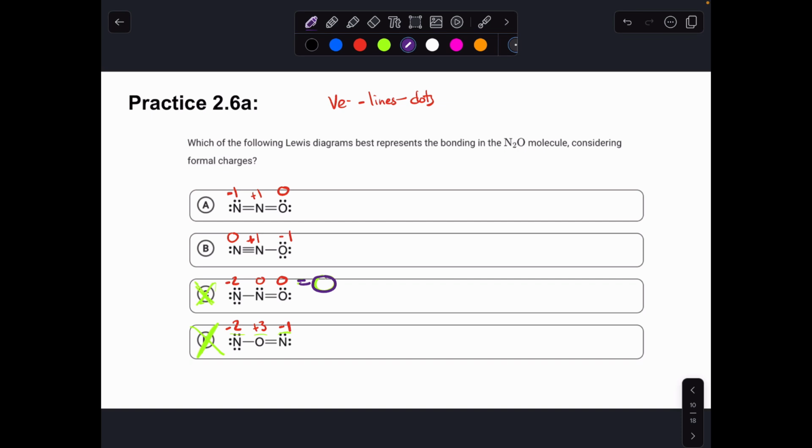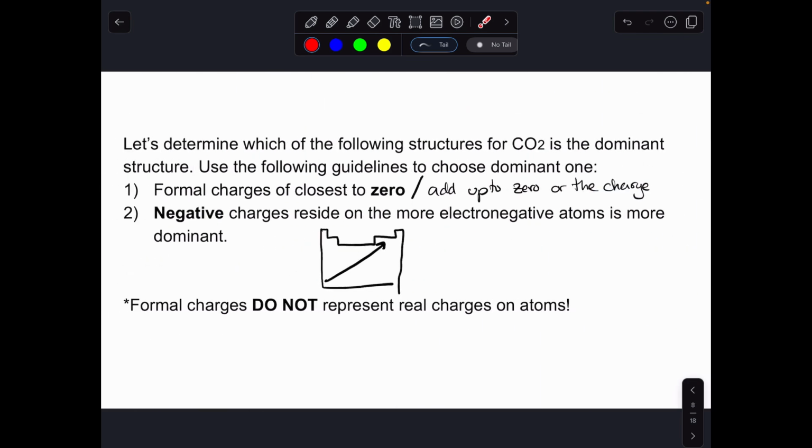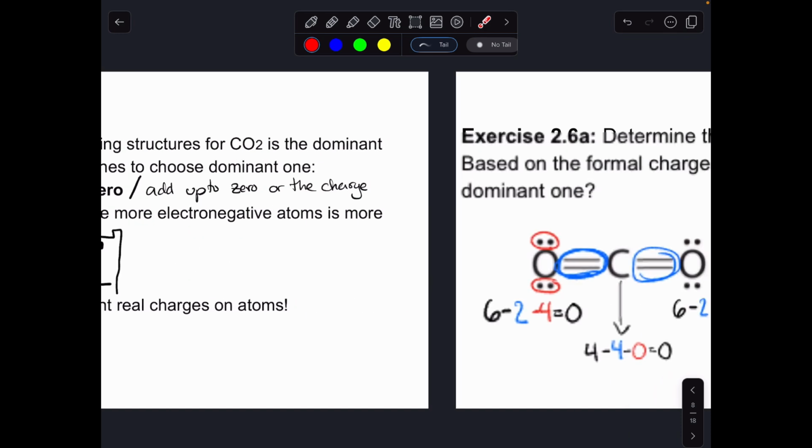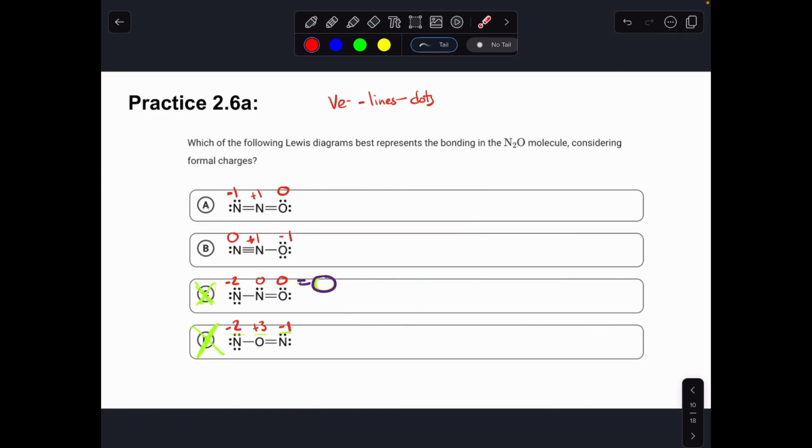So A and B at least follow in that they're close to 0, and if you add them together, they both equal 0. If you notice, the only difference is this one has a -1 on the O, this one has a -1 on the N. So looking back at our rules on formal charge, negative charges should reside on the more electronegative atom, and since oxygen is more electronegative than nitrogen, B is the correct choice. Go ahead and give yourself a smiley face if you got that right.